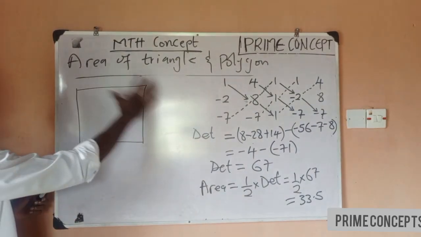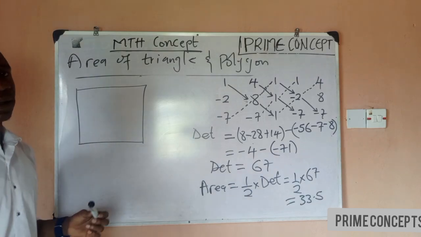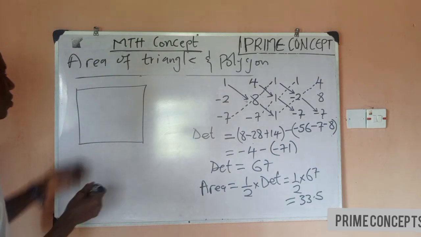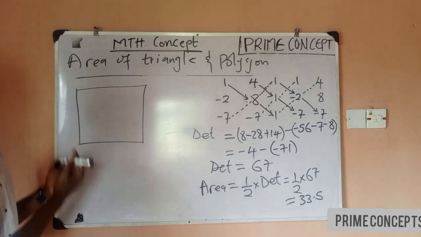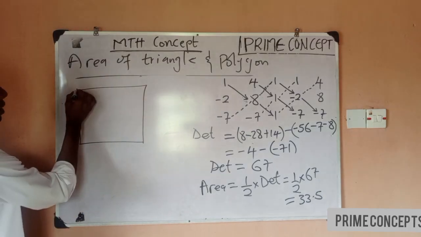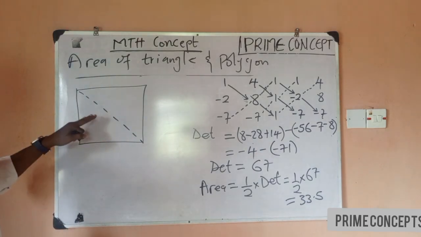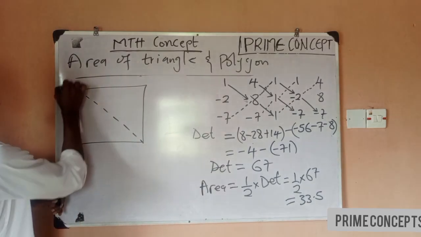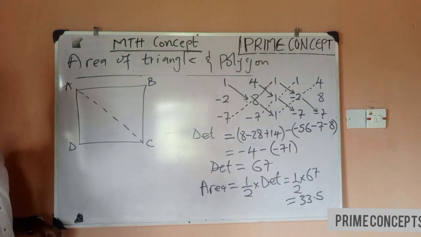Now, say we have this. I want to find the area of this quadrilateral, right? So what you simply do is divide this quadrilateral, forming triangles from it. So I can draw a line like this. Then if you look at this, you will clearly see that we have two triangles here. This is A, this is B, this is C, and this is D. Then we have two triangles.